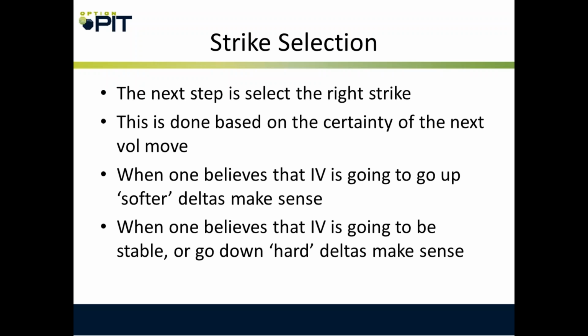So now let's talk about strike selection. All right, when I think IV is going to go up, I buy what's called a soft delta. You can think of a soft delta as an option that is out of the money. All right, you can think about it that way. When I think volatility is going to be stable or maybe even go down, I'll use a hard delta.